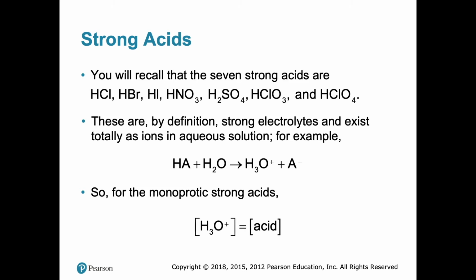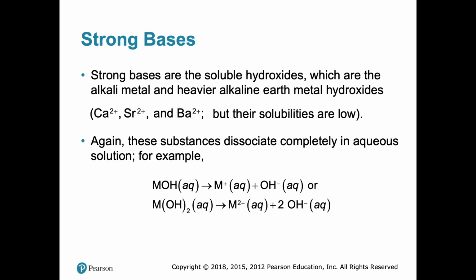Contrast this with weak acids in a second, because we have to talk about strong bases first. Strong bases are soluble hydroxides, which are alkali metal hydroxides and heavy alkaline earth metal hydroxides, so things like calcium, strontium, and barium, but their solubilities are low. But again, these substances dissociate completely. For example, when we have some metal, say sodium, with hydroxide, you get the metal ion and also the hydroxide ion. So a strong base is the same thing as a strong acid. If you have 2 molar sodium hydroxide, the hydroxide concentration will also be 2 molar for strong bases.